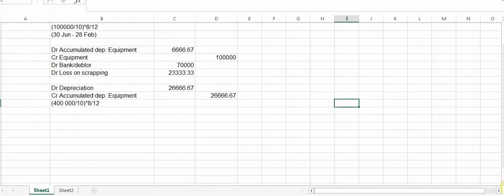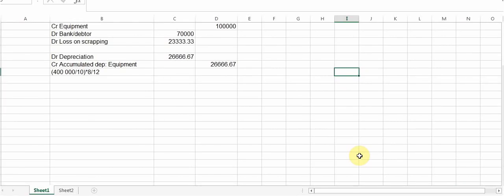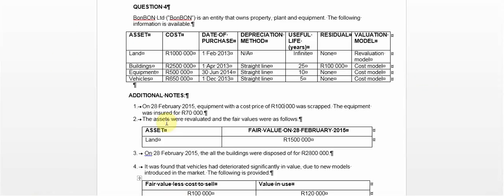Right, moving on, the next entry that I see there is with regard to the land. And they say that land is revaluated. So if we look at note number 2, land was revaluated for 1.5 million. And the original price that we paid for it was only 1 million. So you will see that the difference there is then a total of 500,000, and the asset land needs to be increased then by 500,000.